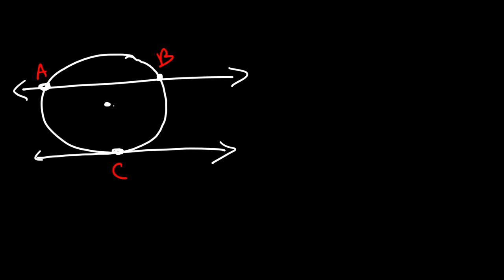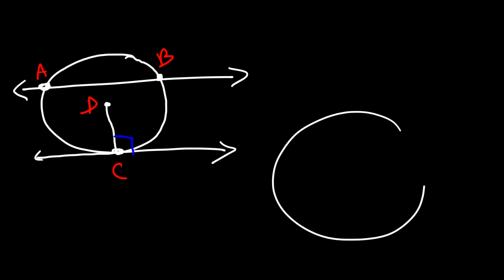Now let's say we have center D, and if we draw the radius of the circle to the tangent line, it's going to meet at right angles, and this is always the case. So let's say we have another circle, and we draw the tangent line right there. If you draw a segment from the center of the circle to the tangent line, which represents the radius of the circle, then it's going to meet the tangent line at a right angle. They will always be perpendicular.